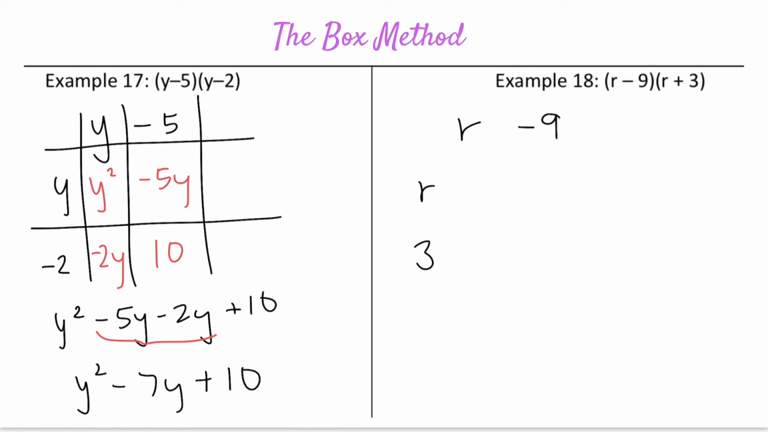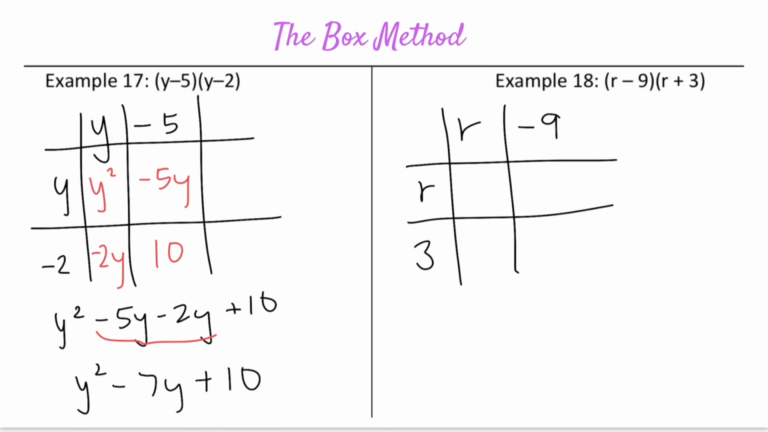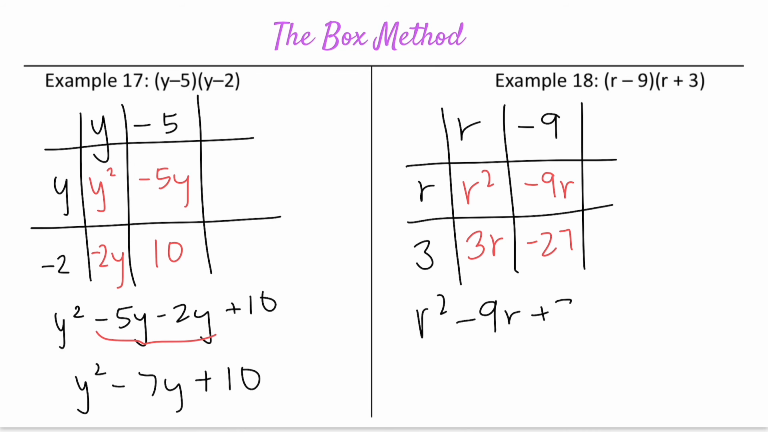For this next problem, I'm going to set it up the same way, creating a box. Once I've found all four products, I can then combine like terms to get my final answer written in standard form, r squared minus 6r minus 27.